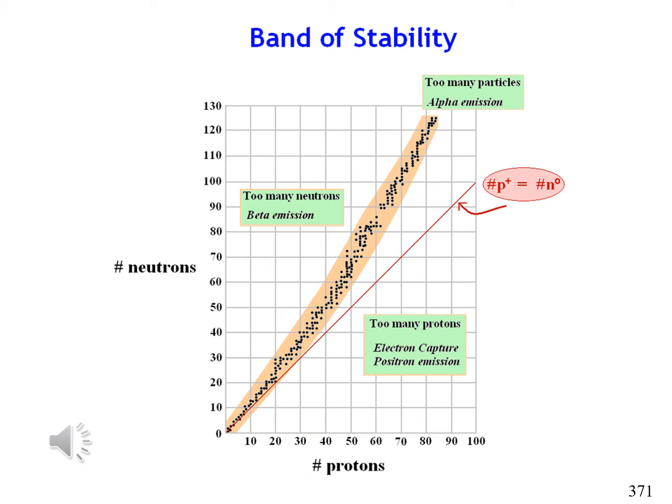If it lies to the right of the band where it has too many protons, it will do either electron capture or positron emission or both. If it has too many particles, up at the top, it will do what's called alpha emission, where an alpha particle is 2 neutrons and 2 protons, so the nucleus gets rid of particles and gets smaller.